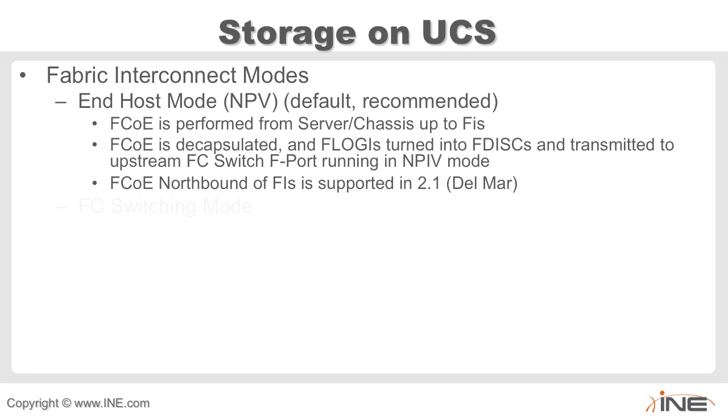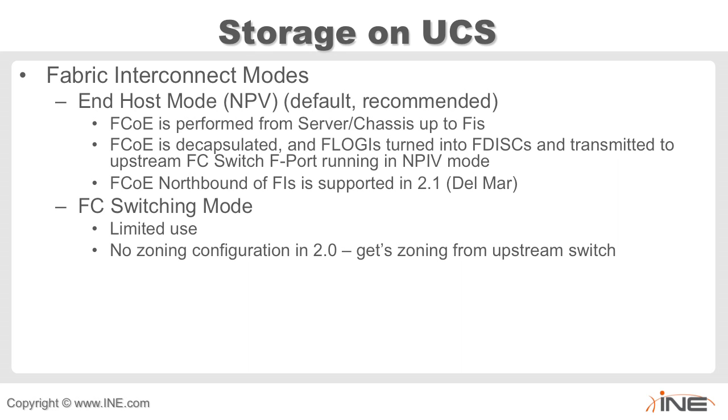So then there's also the Fibre Channel switching mode, and you can change the fabric interconnect over to switching mode. Of course, this will require a reboot. This has limited use. There's no zoning configuration directly that you can do in the actual UCS Manager in version 2.0. Instead, it gets its zoning from an upstream switch through CFS, or Cisco Fabric Services.